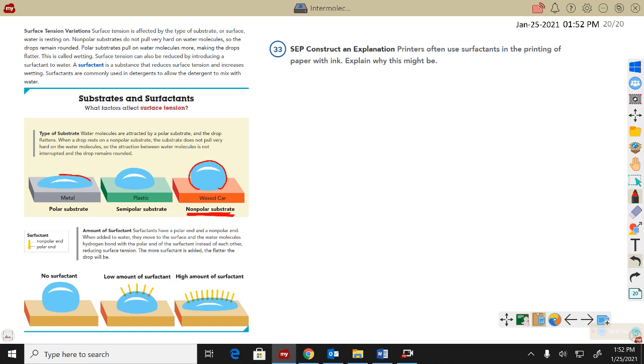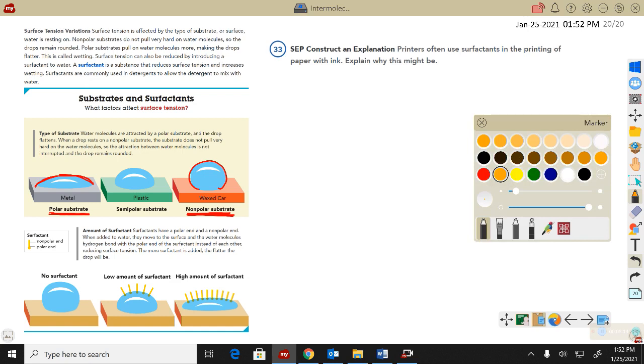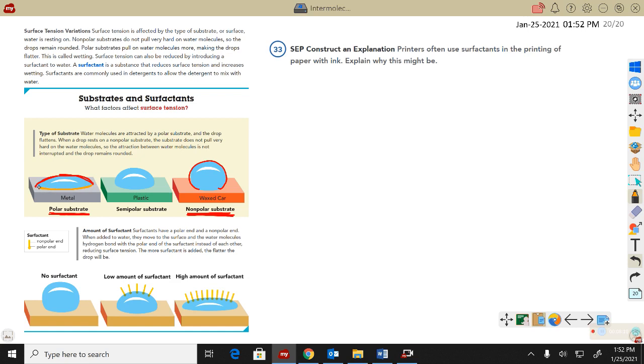Whereas if I have a polar surface, it's more likely that the water molecules will not only attract each other, but they'll also be attracted to the surface that they're sitting on. And so now you'll see your bead of water kind of flatten. And there is a little more surface area between the surface and the water molecules. Where here, when the surface was nonpolar, there really wasn't as much water touching the nonpolar surface. The water molecules are more attracted to themselves.